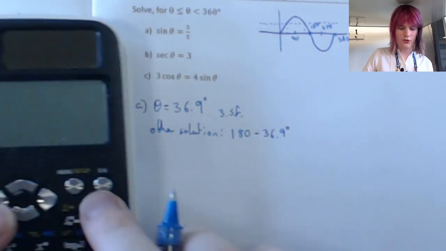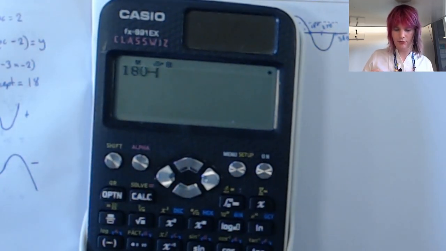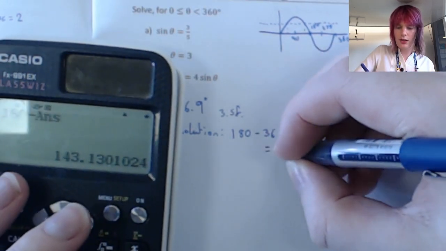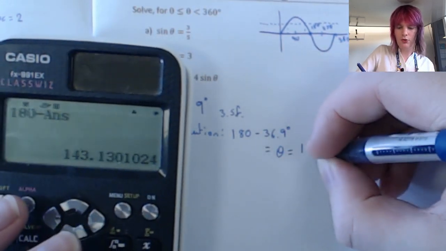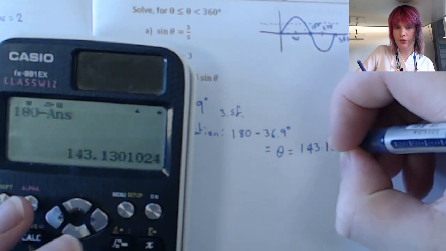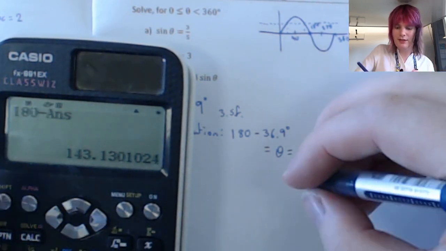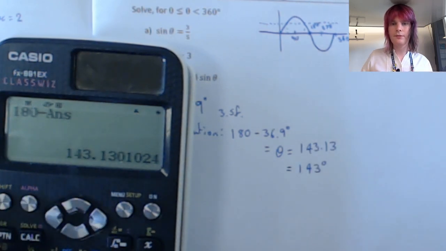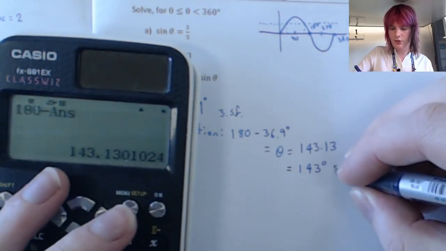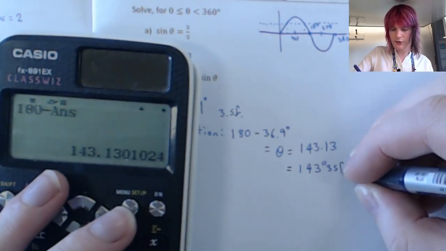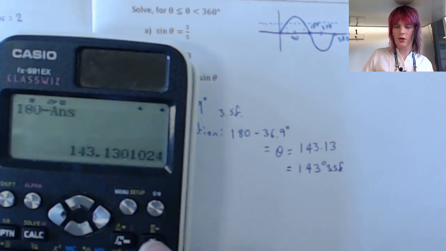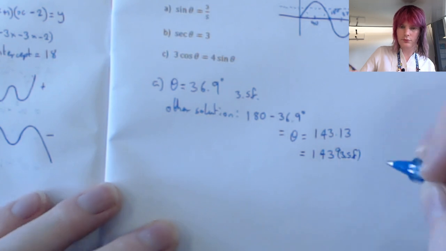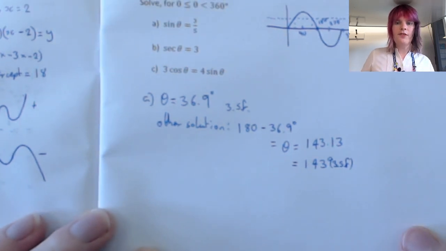And when we do that, so we put 180 subtract answer, we get that our other solution is theta is equal to 143.13. We said 3 significant figures, so let's just call that 143 degrees, again to 3SF. Lovely. Okay, so that's our first problem done.